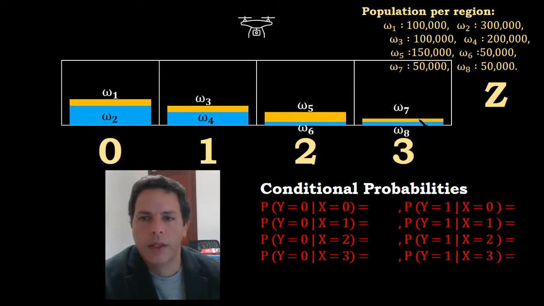So we can check by knowing that the probability for omega 7 is 0.05, and the probability for omega 8 is also 0.05. So the sum of these two is 0.1, and if we do omega 7 divided by the probability for region 3, 0.05 divided by 0.1, is 0.5. So the probability of y equals 0 given x equals 3 is 0.5, and so is the probability of y equals 1 given that x equals 3.